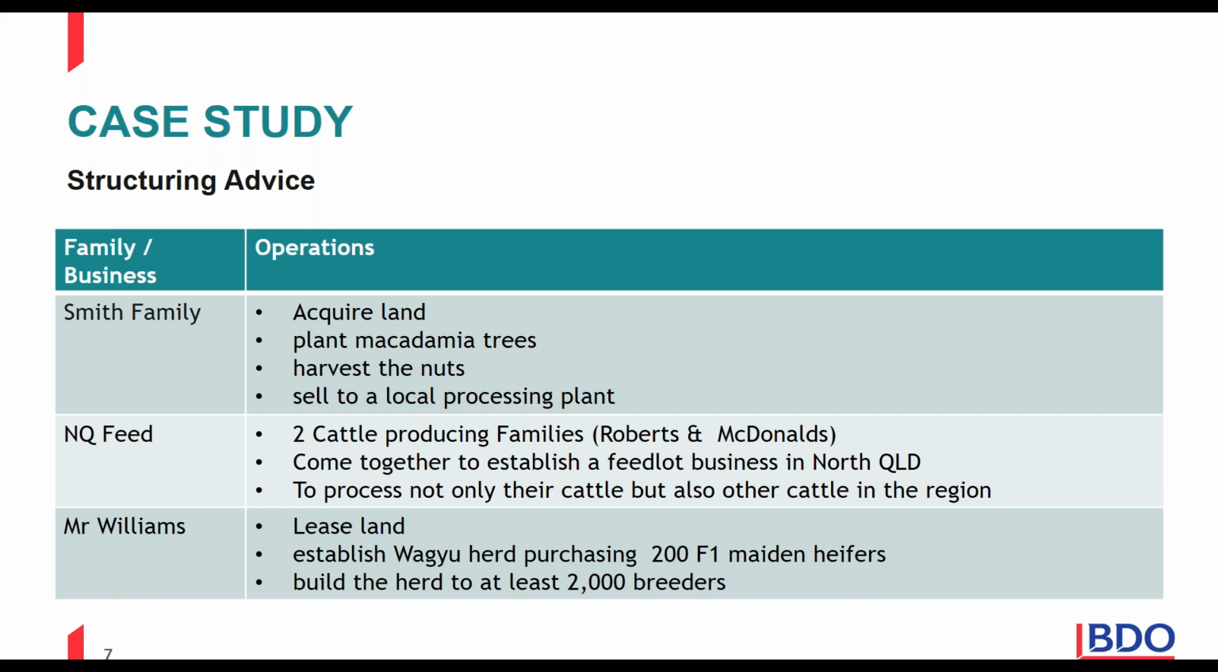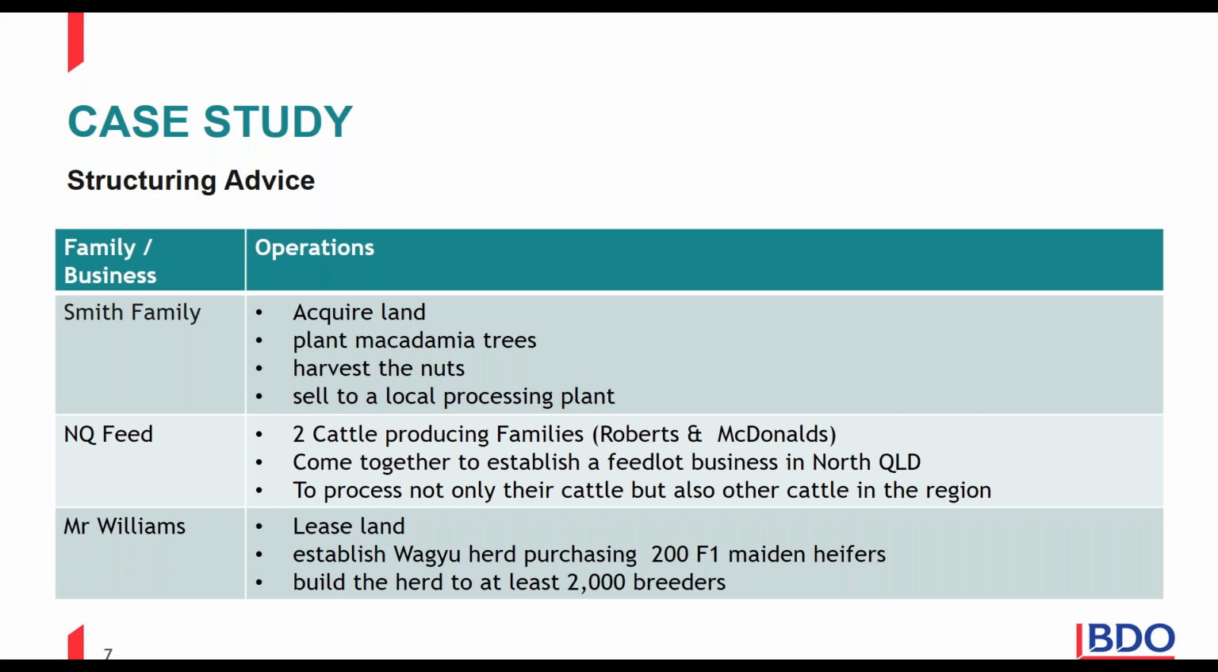Yeah, so as part of the presentation today, we're going to run through 3 different families. As if they've come in to Andrew and I, we're sitting down and working through what would be the best structures for these different families. So the first one is the Smith family. They're looking to acquire land to plant a macadamia farm, and they'll harvest the nuts and sell them to a local processor. So that's a high-level brief that we've been provided with to start with.